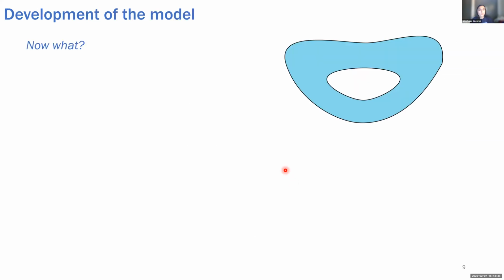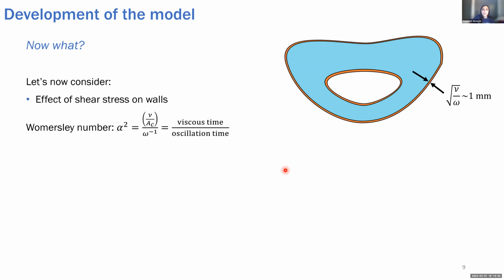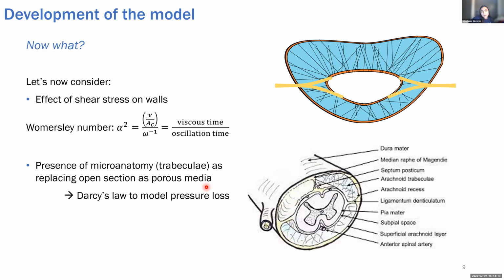So we have to reevaluate what we're doing, right? Our guess is that the phase lag induced along the canal is from viscous forces. So now we're going to incorporate viscous forces, right? So we're going to incorporate the shear boundary layer along the spinal canal, which is dictated by our Womersley number. And also, as I was talking about earlier, we have these anatomic features or trabeculae that we're going to assume basically instead of having an open canal, we have like a porous media. So for the pressure loss, we'll just use Darcy's law.